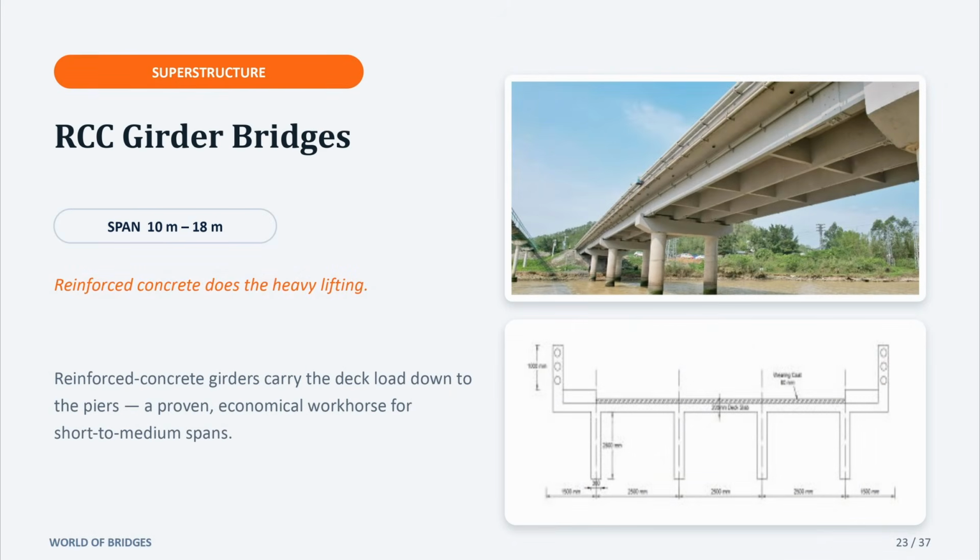RCC girder bridges spanning 10 to 18 meters. Instead of a slab of total width, individual RCC girders carry load from the deck and transfer it to the bearings. Simple, proven, and still one of the most commonly used bridges in the Indian scenario.